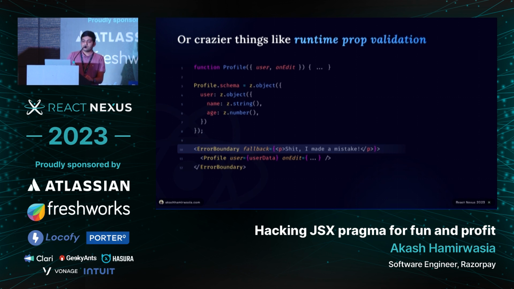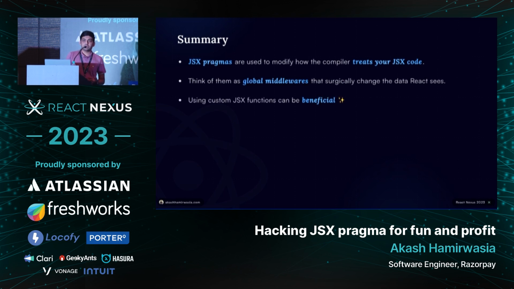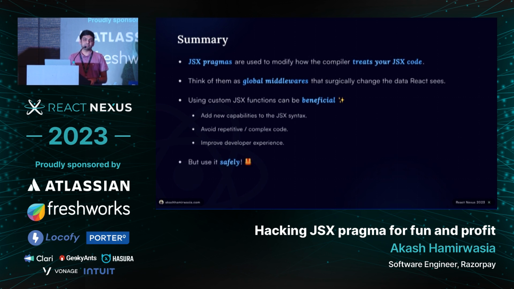So to summarize, JSX pragmas are used to modify how the compiler treats your JSX code. I like to think of them as global middlewares that surgically update the data React sees before it goes about rendering your UI. Using custom JSX functions can be beneficial because it can allow you to add new capabilities to the existing JSX syntax. It can avoid repetitive or complex code that is there in your code base. And it can improve the overall developer experience. But use it safely because there are some cons to it as well.